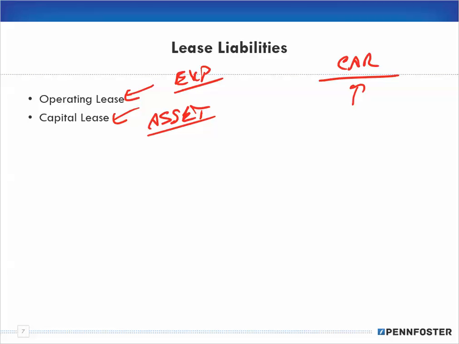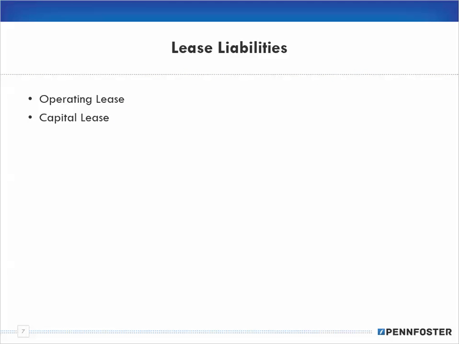So when you're thinking about operating leases, you have to think about whether it's being used in the operation of the business in order to generate revenue, or you have to think in terms of, am I going to own this? And in that case, that's capital. So that's really the difference between the two.